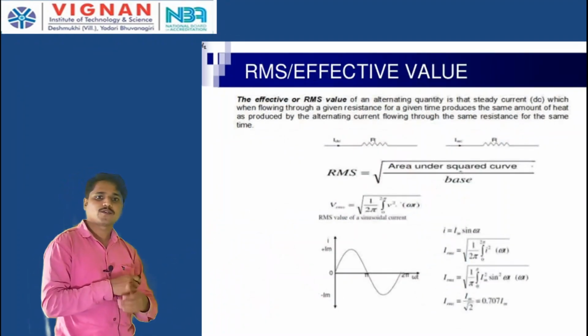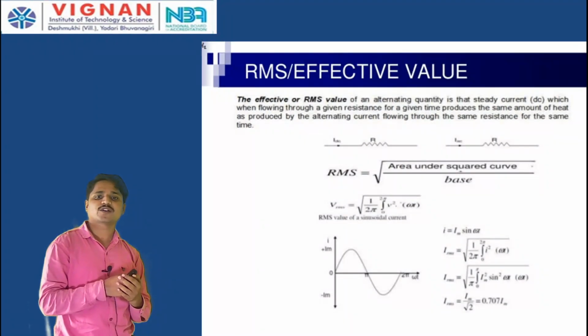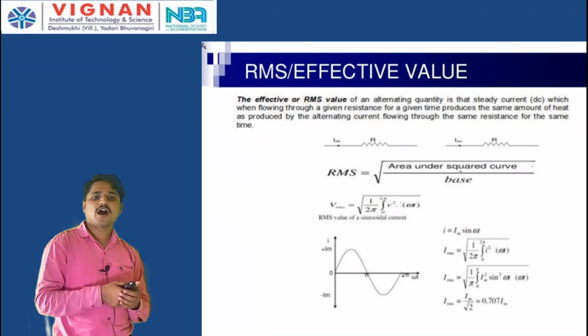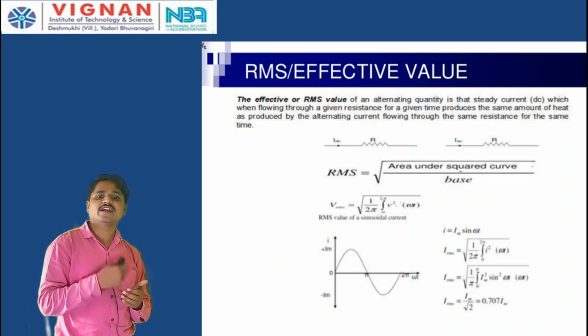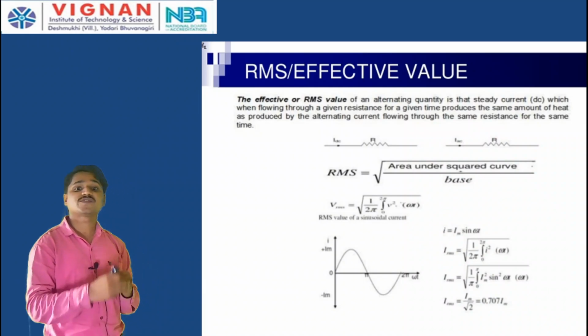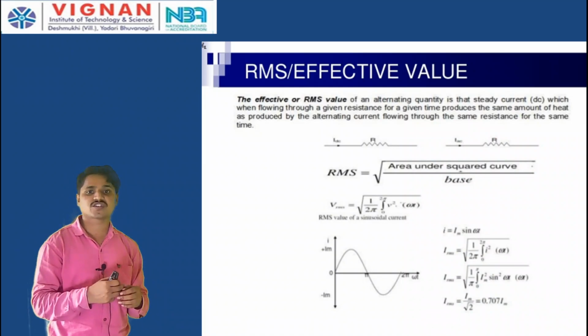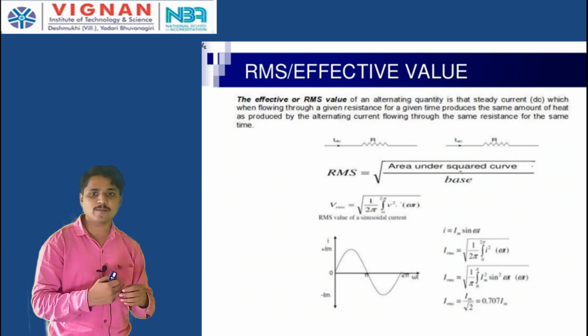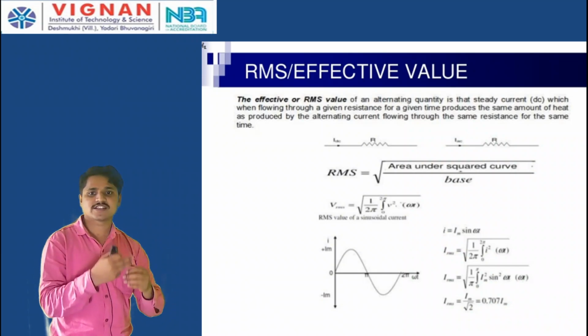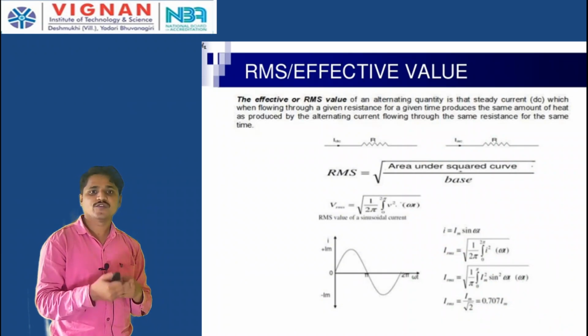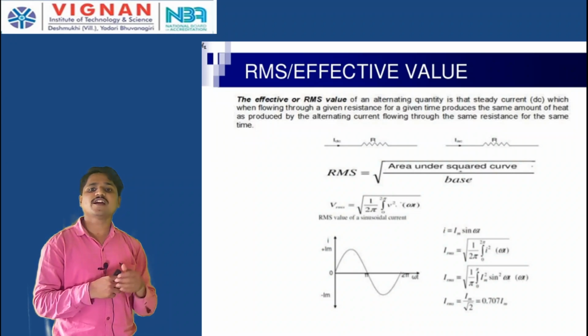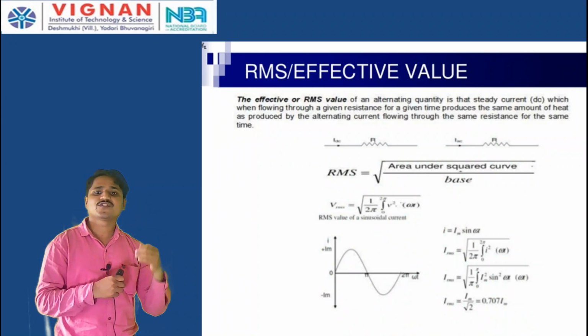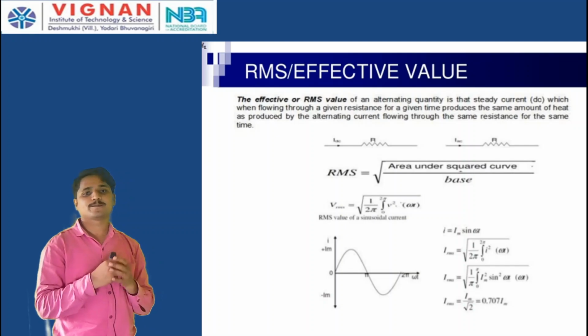Okay. So, next one is the RMS value or effective value. What do you mean by the RMS value or effective value? The RMS value of an alternating quantity is the steady state current or DC current which, when flowing through a given resistor for a given time, produces the same amount of heat as produced by the alternating current flowing through the same resistance for the same time.